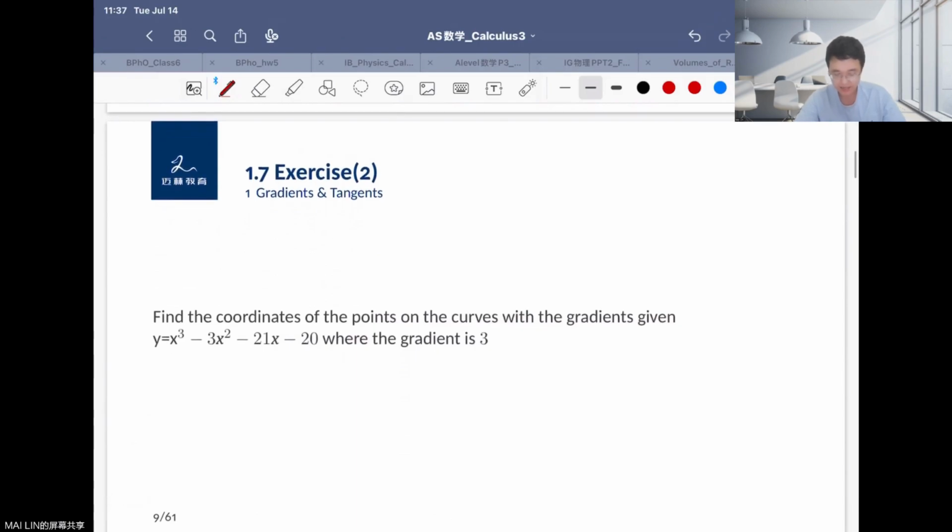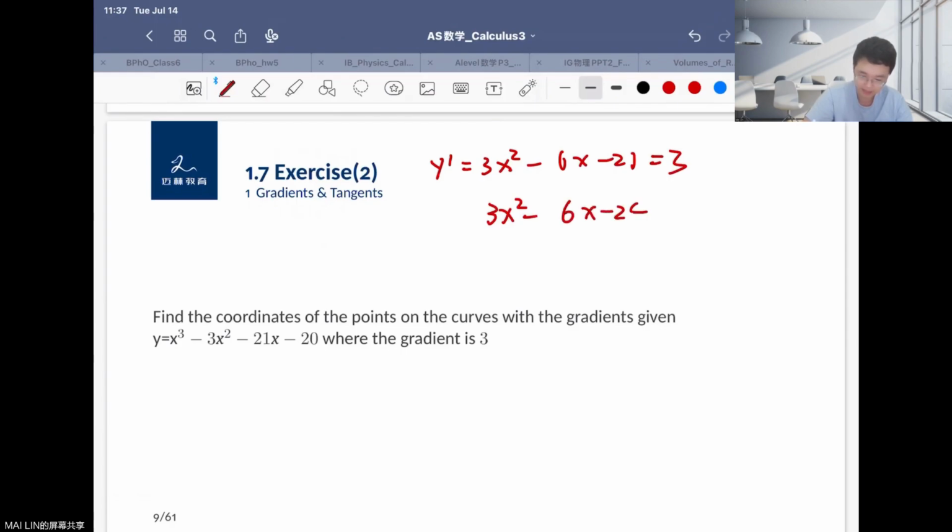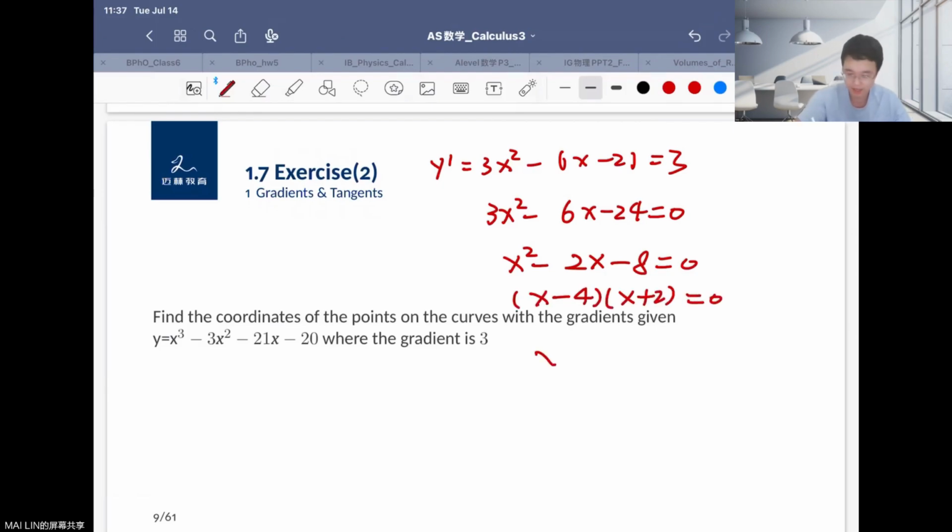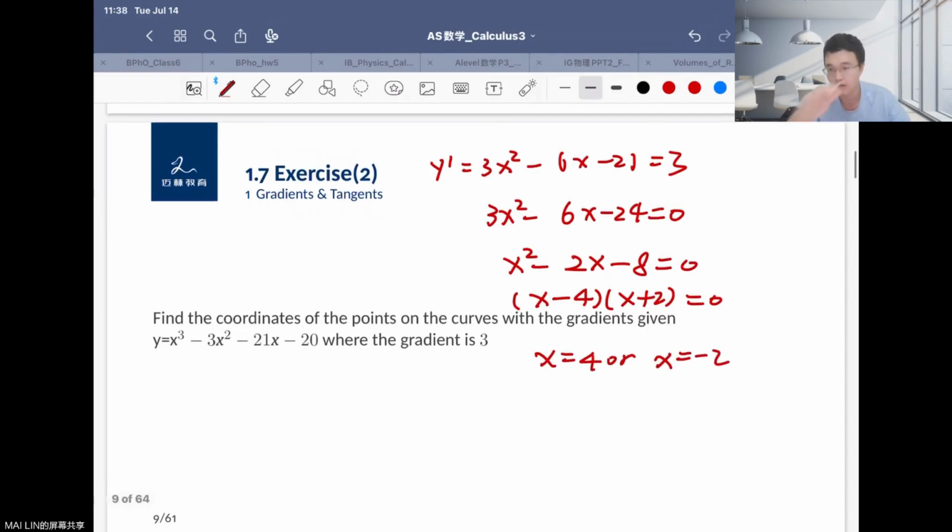The second exercise is also the same. First, differentiate. So the derivative of y equals 3x squared minus 6x minus 21, and then it equals 3. Then we can make it simpler: 3x squared minus 6x minus 24 equals 0. So x squared minus 2x minus 8 equals 0. Then you can write that as x minus 4 times x plus 2 equals 0. So we set x equals 4 or x equals negative 2. That is for this problem.